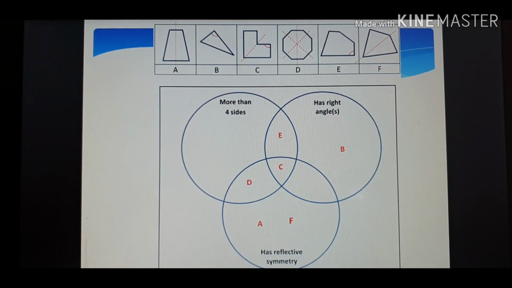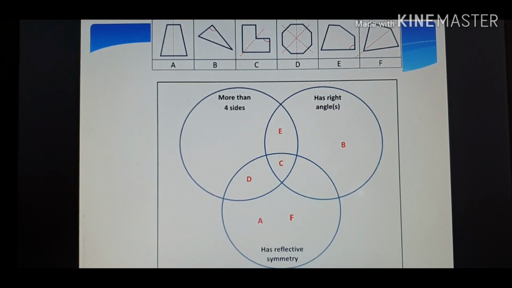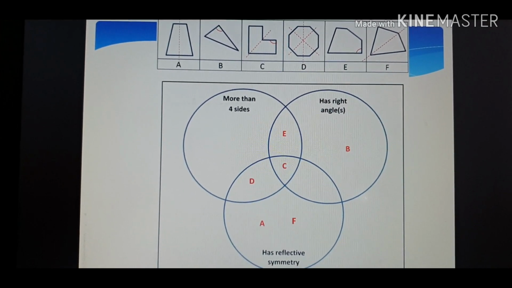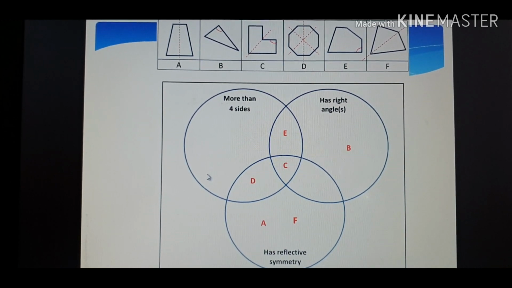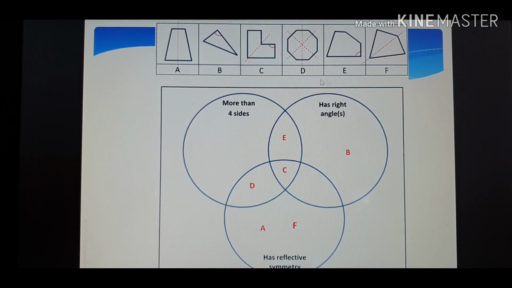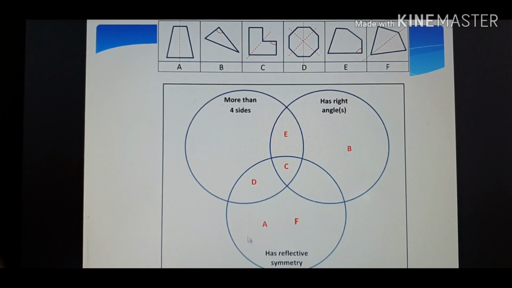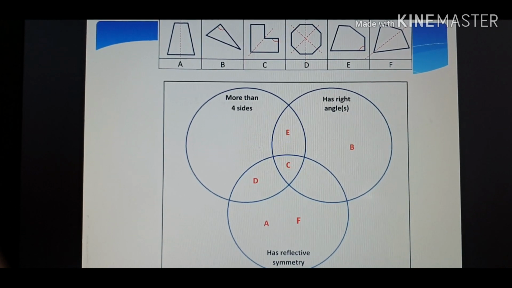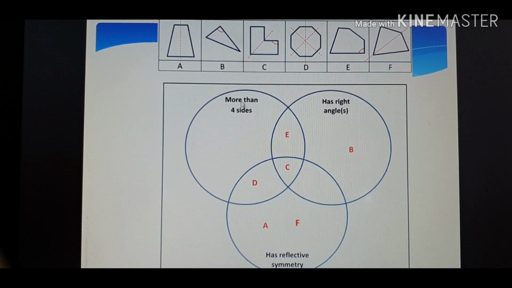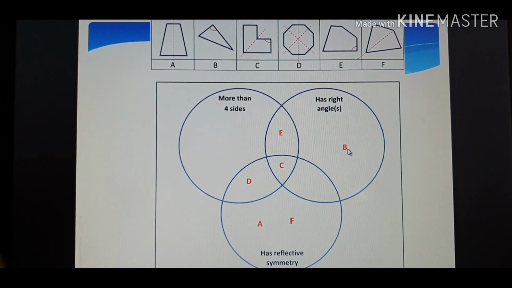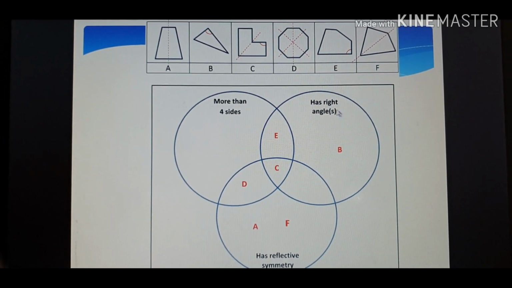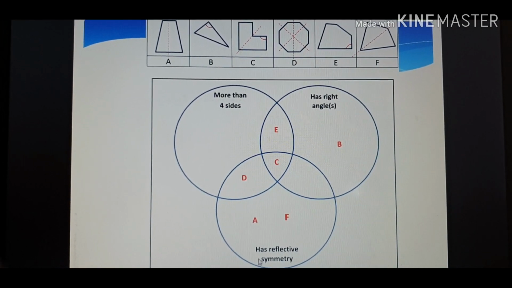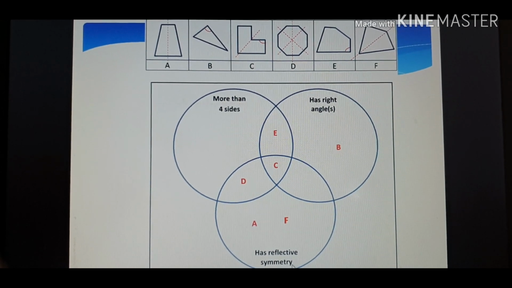Booklet page 39. Put the following shapes into the correct place in these Venn diagrams. So I need to put these shapes in these three circles in the Venn diagram. The first circle represents the shapes with more than 4 sides. The second one represents the shapes which have right angles. The third one represents the shapes with reflective symmetry.